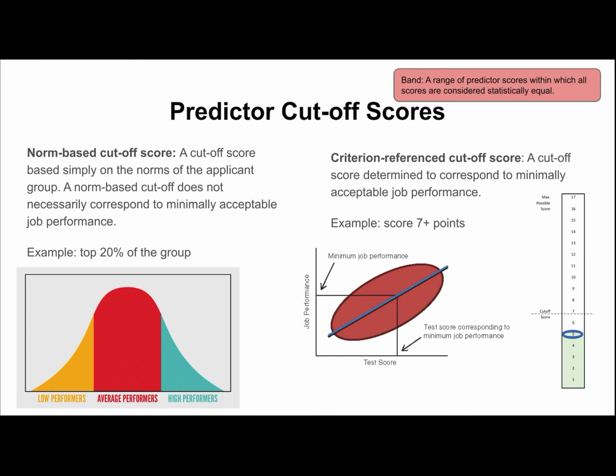Up on the top right-hand corner, I have a little definition in there. A band is a range of predictor scores within which all scores are considered statistically equal. So a lot of these predictors, a lot of these tests have a wide range of scores. And if I score 100 and you score 102, that's considered the same score. So that's called a band. It's a range of scores that are considered to be the same.